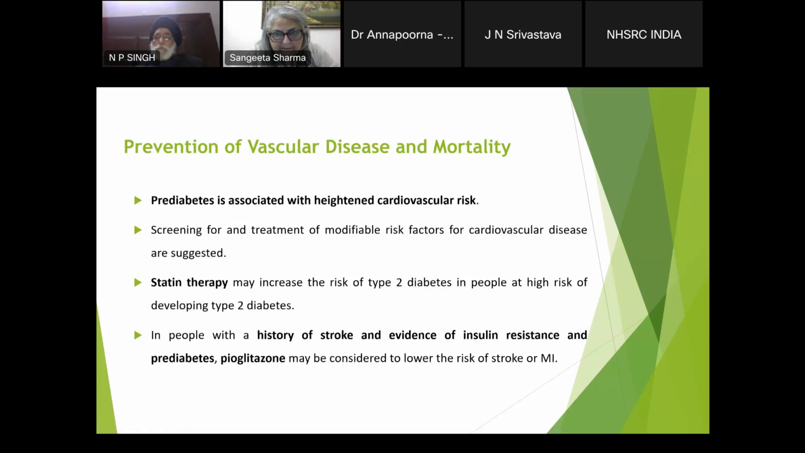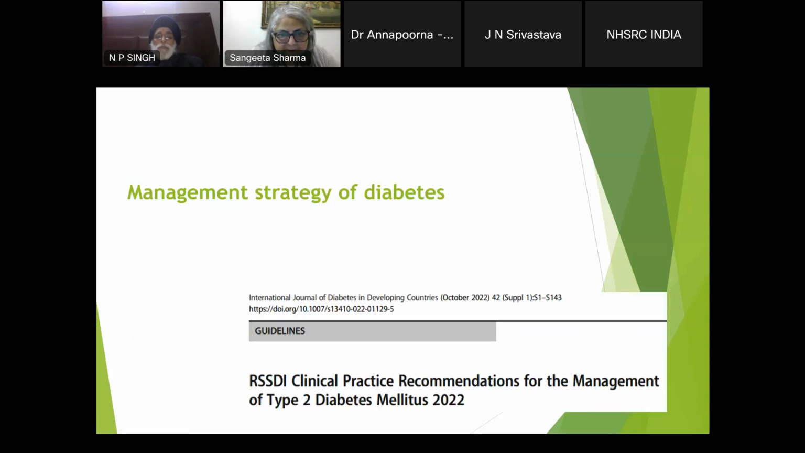More important than preventing diabetes is preventing the vascular complications. So now we have statins, which have been shown to be a modifiable risk factor for cardiovascular as well as neurological complications. So we need to see how we can prevent vascular disease in patients with diabetes mellitus. These are the recent guidelines which have come up somewhere in October, November. So my next set of slides are based on clinical recommendations for management of type 2 diabetes by RSSDI and also by the American Society of Endocrinology.